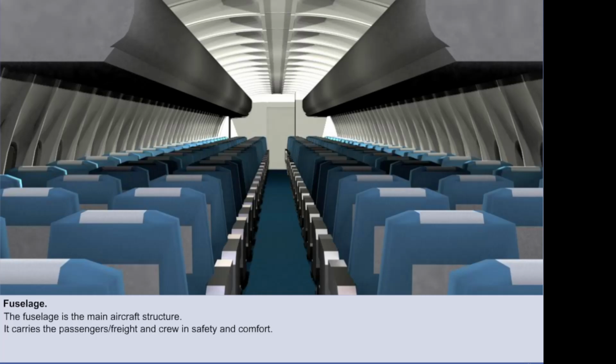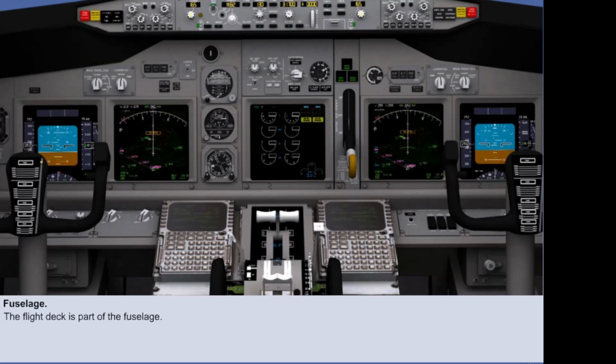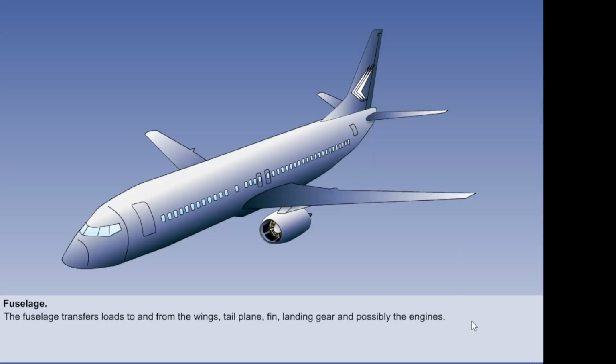The fuselage is the main structure of the aircraft. It carries the aircraft payload, be it passengers or freight, as well as the crew in safe, comfortable conditions. It also provides the crew with an effective position for operating the aircraft and space for controls, accessories, and other equipment. The fuselage transfers loads to and from the wings, tailplane, fin, landing gear, and in some configurations the engines.